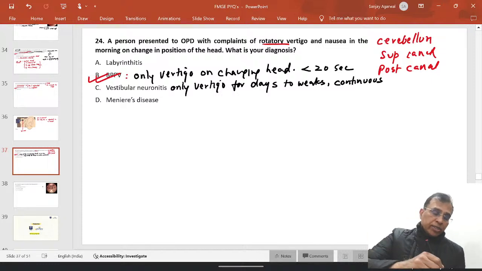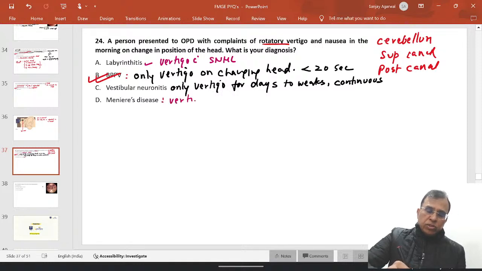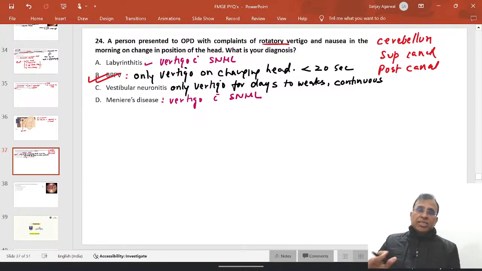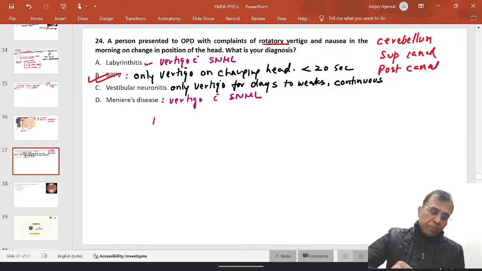In the rest of the two conditions, that is labyrinthitis and Meniere's disease, they will also have vertigo. They may have vertigo with sensory neural hearing loss. But in both these cases, changing the head position has nothing to do with vertigo. So the only condition out of the four which has vertigo only when the patient is changing the head is BPPV.